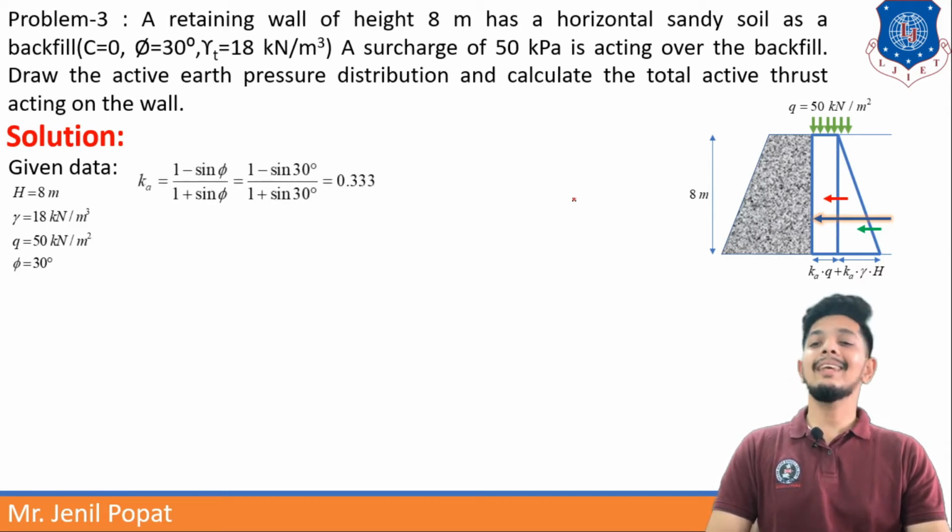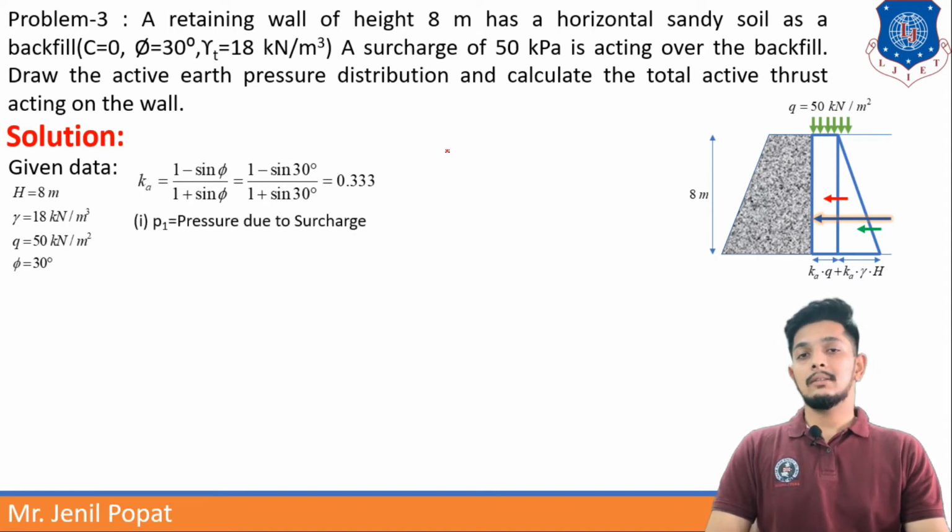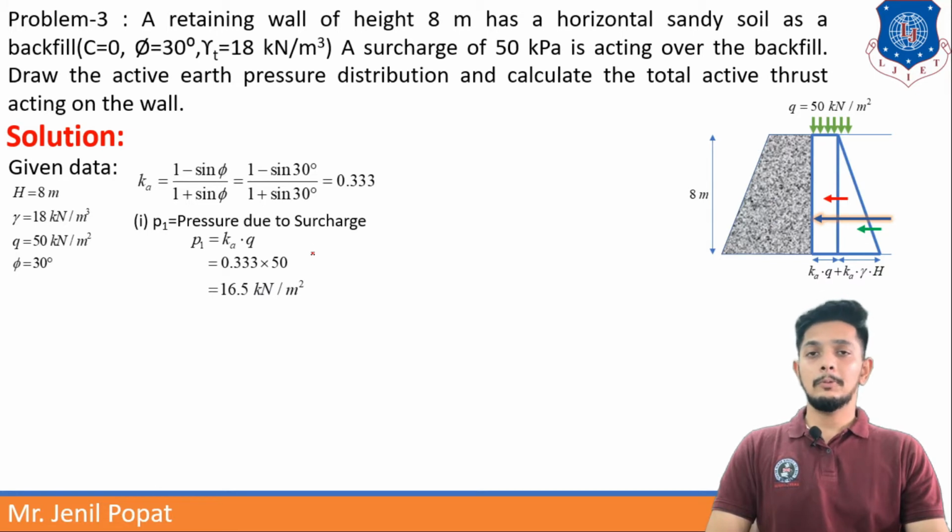Now let us write Ka first, as phi is given as 30. So Ka will be 0.333. You can also take 1 by 3. Now the first case is for uniform surcharge. Let us say P1 is the pressure due to surcharge. P1 is equal to Ka into Q. We have Ka, Q is given, so I can get the first pressure P1, which is 16.65 kilonewton per meter square, and it acts throughout the height of the retaining wall.